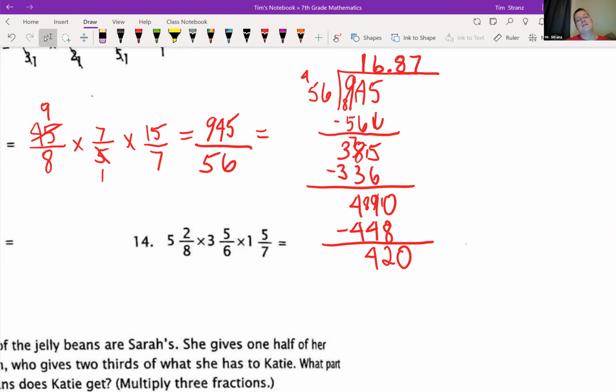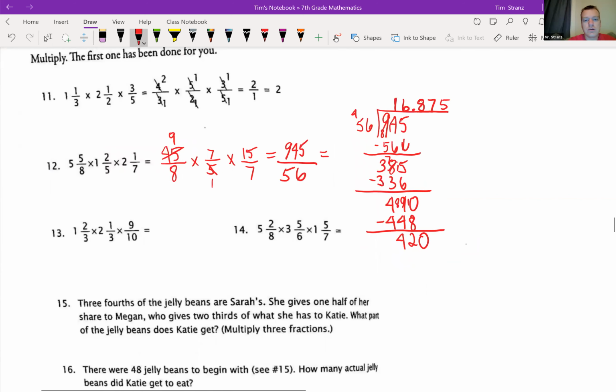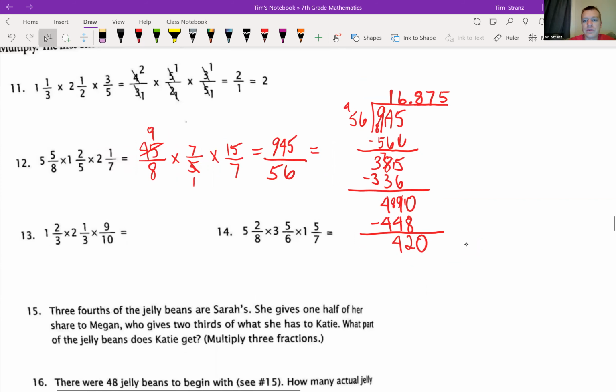Okay, and let's see if it keeps going. Won't make us do the whole thing if it keeps going down. 16.8. Okay, so it's going to be 16.875. All right. So that is your long answer for number 12. 16.875.